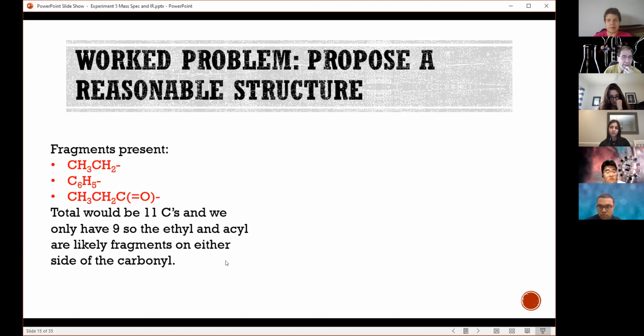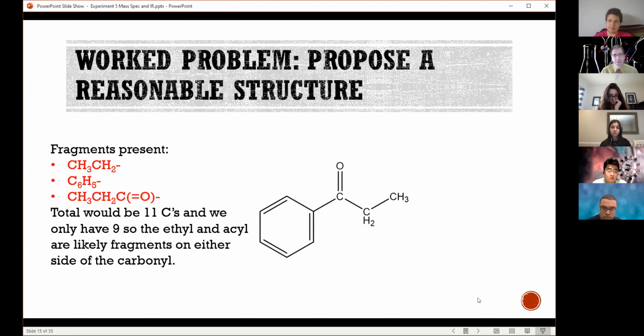So my proposal is that the ethyl and the acyl are actually just splitting on either side of the carbonyl. Let me show you what I'm going to propose. I'm going to propose this because it has an ethyl group, an acyl group, and my ring here. If I split on this side, I get the 5-membered ring and the acyl. If I split here, I get the ethyl and a peak that weighs 105. So splitting here would give me that 105 peak, the base peak.